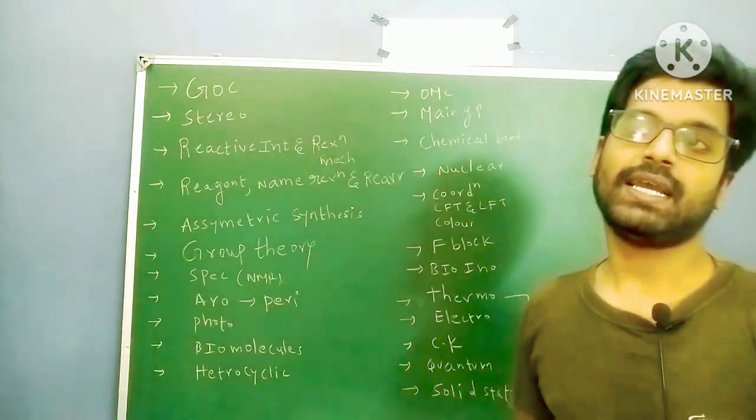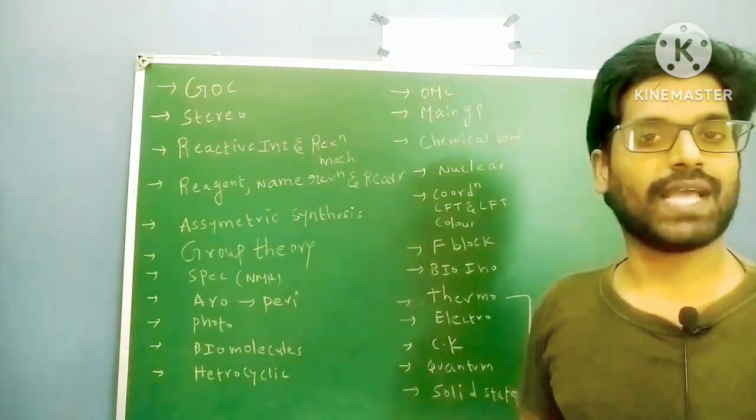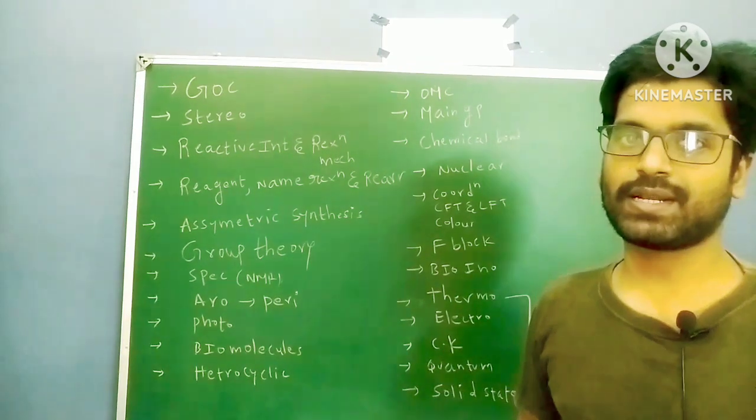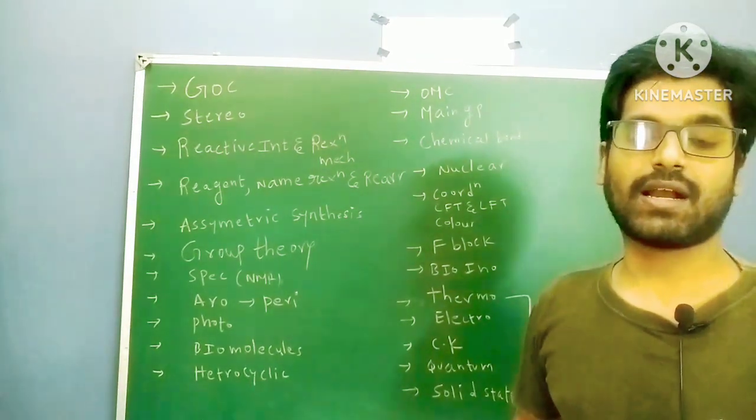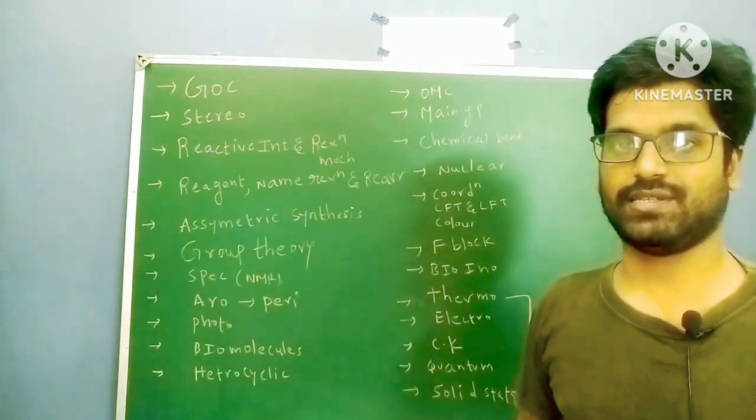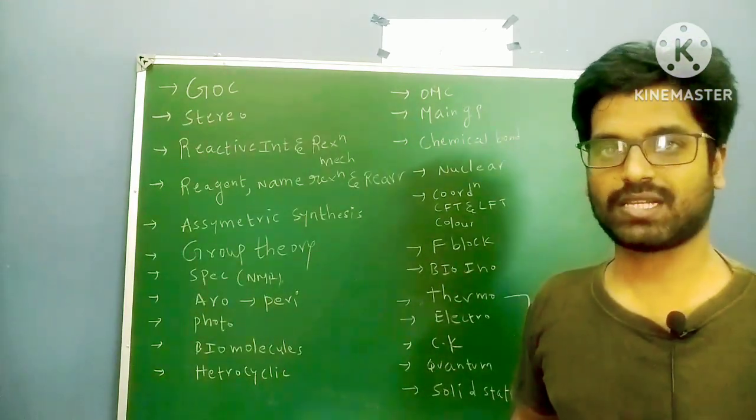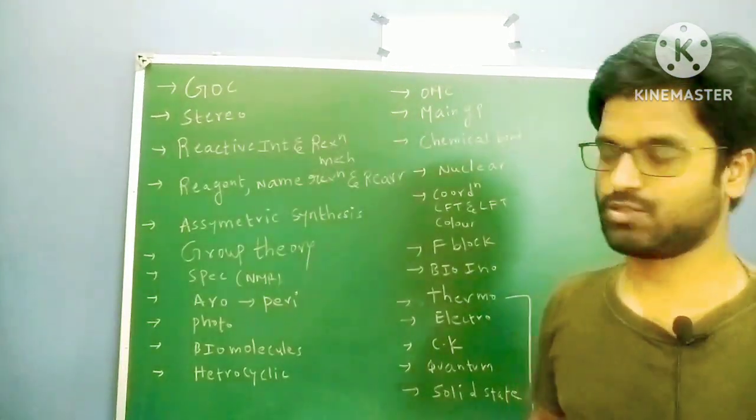Next is stereochemistry. In stereochemistry, enantiomeric excess is very important. RS nomenclature, EZ nomenclature, and conversion of projections, Fischer projection to Newman to sawhorse. Okay, so focus on those things also.